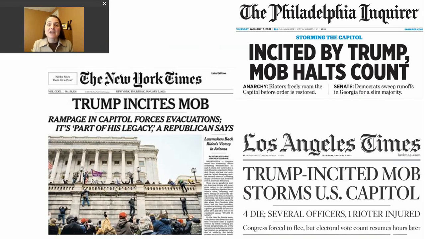I wanted to illustrate for you how often this word has been used recently. So I've got some photos here of U.S.-based newspapers who used our verb incite as part of their headlines. So here you see the New York Times with Trump incites mob. That's one example there. The Philadelphia Inquirer said incited by Trump, a mob. And I know this word's now been used a couple times.